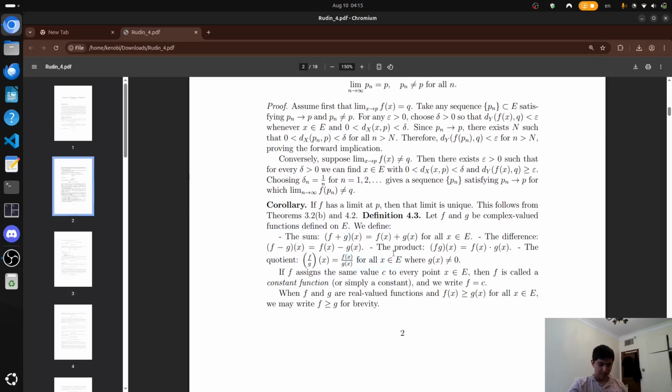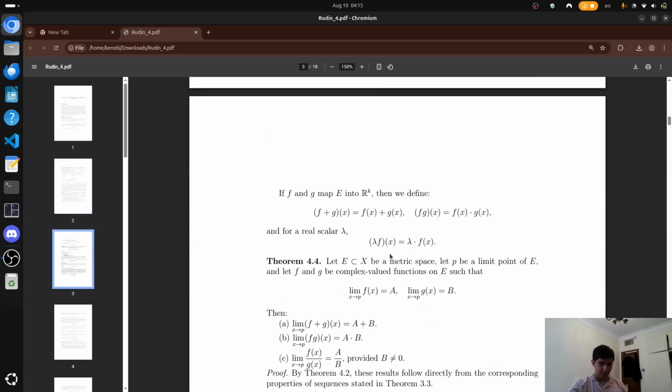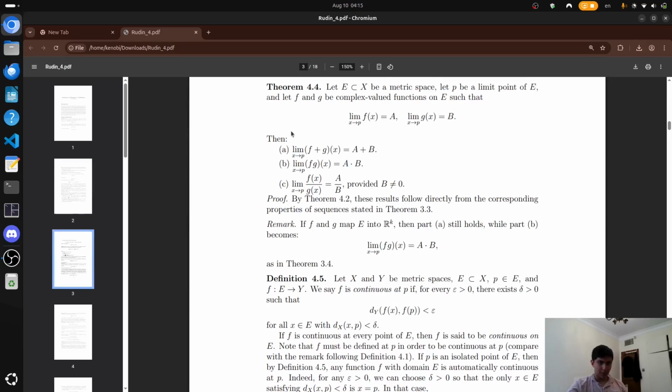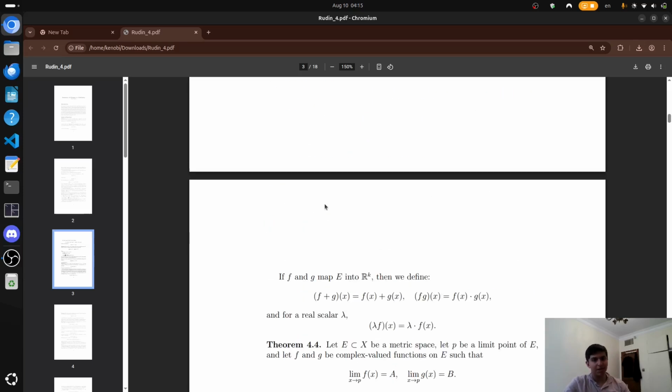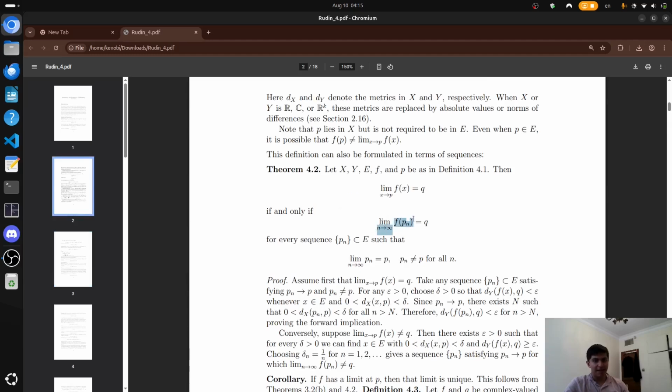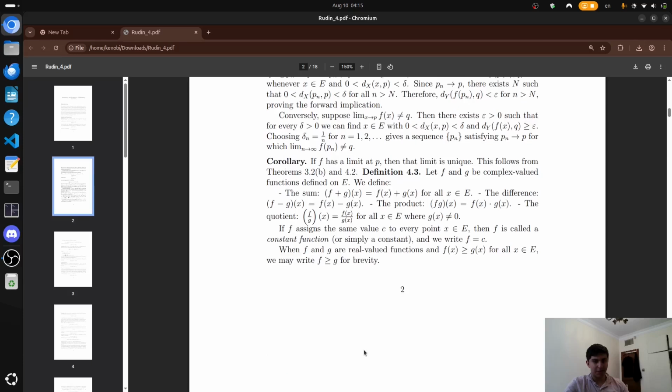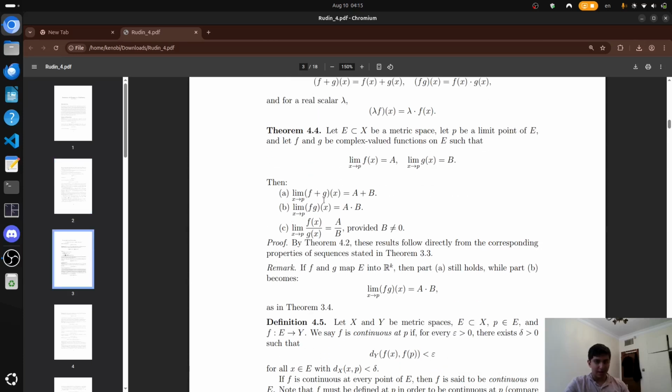Like this. This is theorem 4.4. This is analogous to adding limits of sequences because we just proved that it's the same thing as a function of a sequence. So it gives the same results.